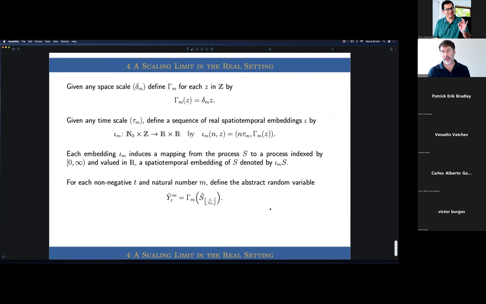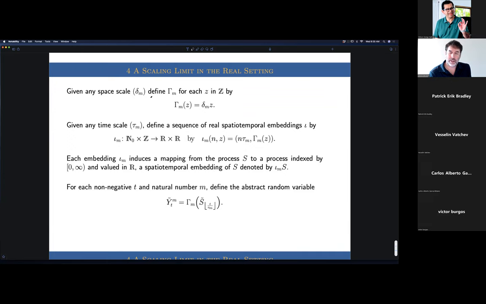So given the space scale delta m, defined gamma m like this, and given a time scale, we then have the embeddings of N naught cross Z into R cross R in this way, exactly as in the general setting. This right here is just delta m times z. Now in each embedding, yoda m induces a mapping from the process S indexed by N naught to a process that's indexed by continuous time and valued in R. It's a spatial-temporal embedding, yoda m of S. And then we define an abstractly defined random variable like this in the same way as before.